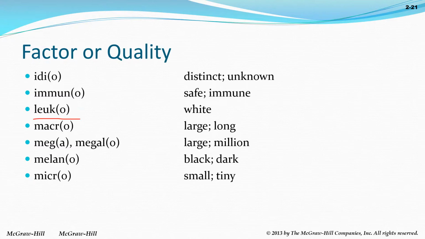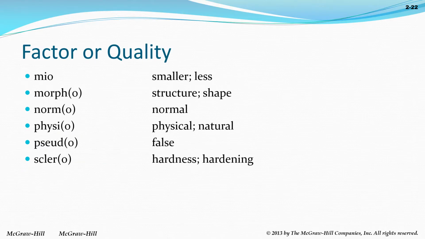Leuko, white. Just think of Darth Vader. Luke, I am your father. Takes off his mask. Pale guy underneath. Micro, think of macro. So learn them in opposites, large and small. Melano is black or dark. Your pigment cells are your melanocytes. They produce the pigment melanin. Learn those in tandem.